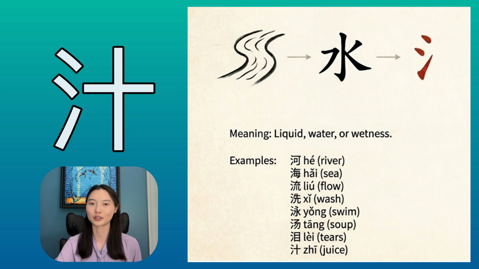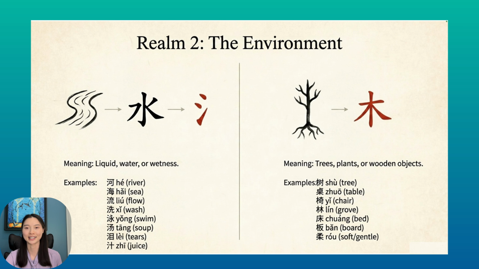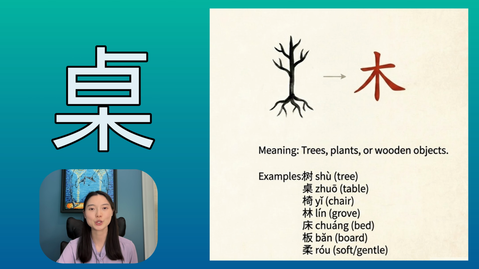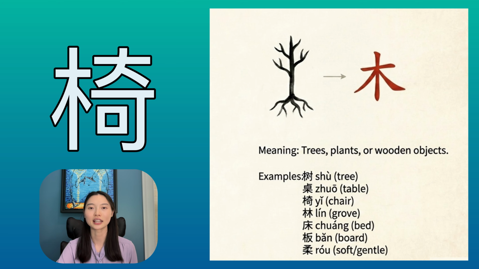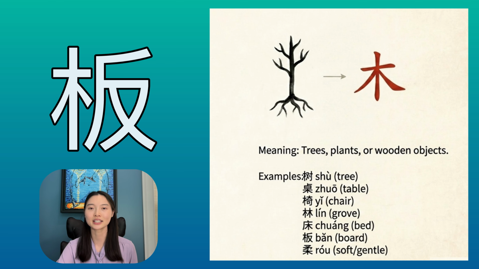When you see water radical, think something wet, something liquid related. And 木, tree, trunk, branches, roots, unchanged for 3,000 years. 树, tree, 桌, table, made of wood, 椅, chair, 林, woods, 床, bed, 板, a board. Water radical means liquid. 木 means wood.